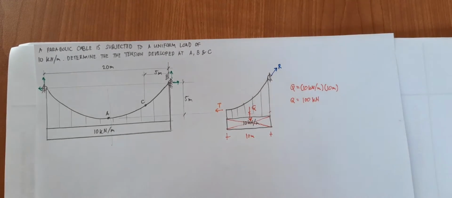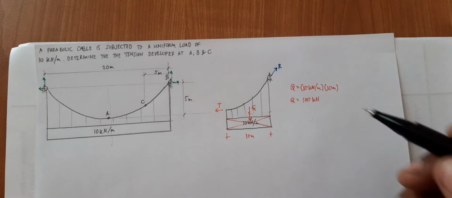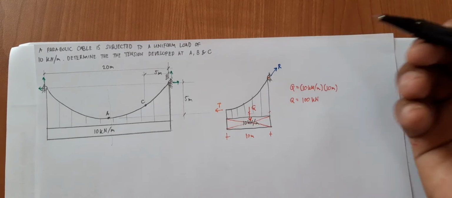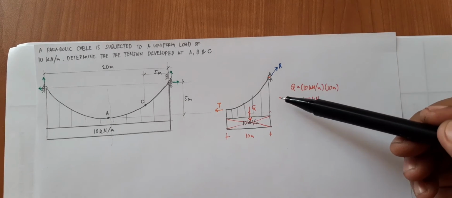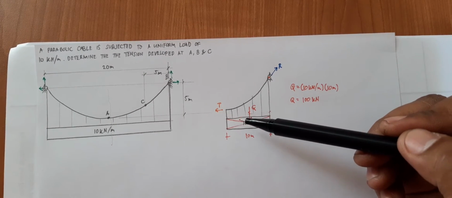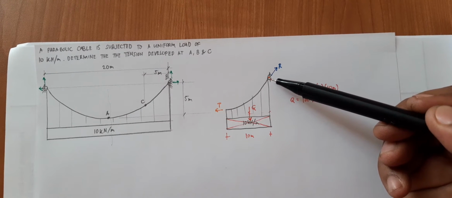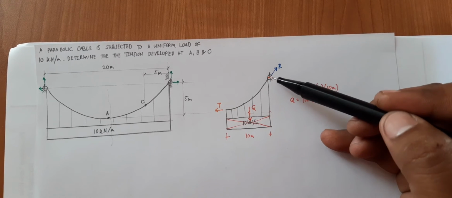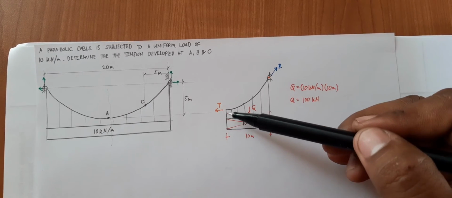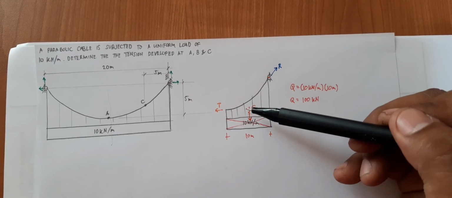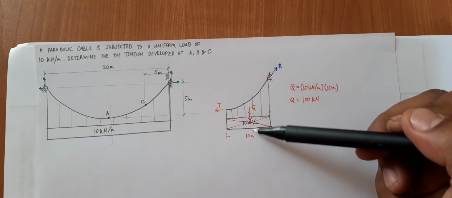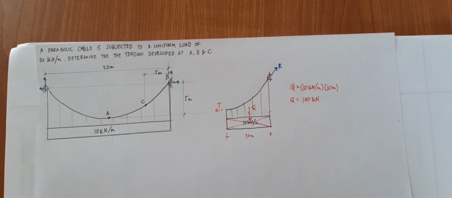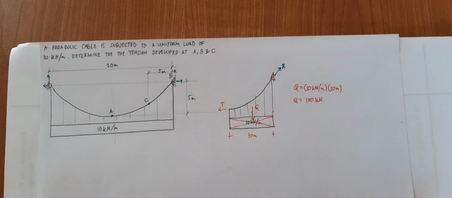Next, we can calculate tension T by taking summation moment at your pin support. About point B, on the clockwise direction you have T, and on the counterclockwise direction you have Q. With that particular equation, you can calculate for T.